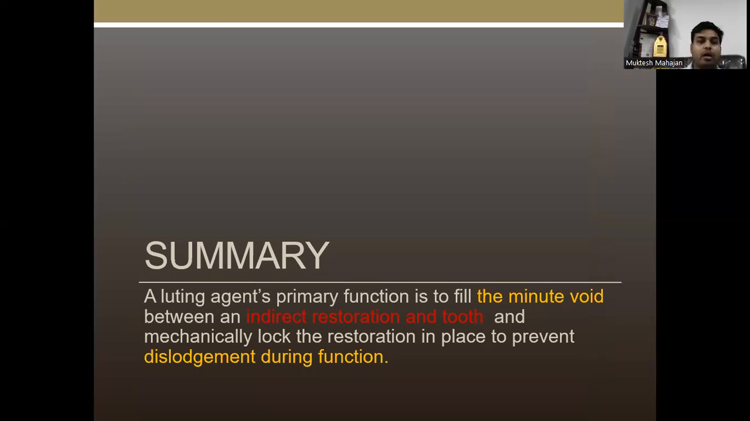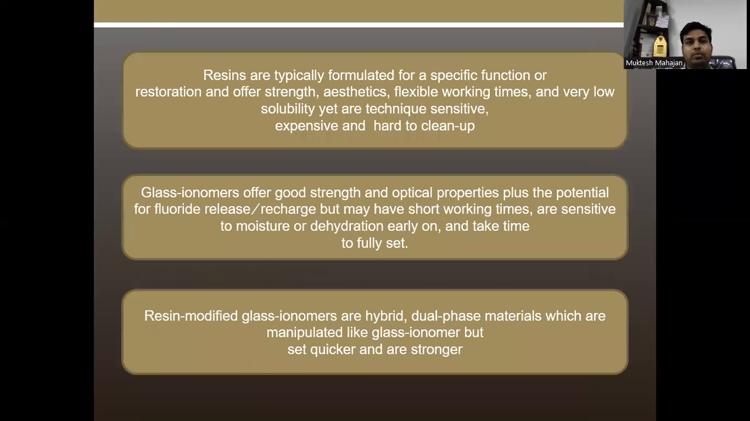Summary. A luting agent's primary function is to fill the minute voids between the tooth and restoration and mechanically lock the restoration in place to prevent dislodgement during function. Resins are typically formulated for a specific function or restoration and offer strength, aesthetics, flexible working time, and very low solubility, yet are technique sensitive, expensive, and hard to clean up.